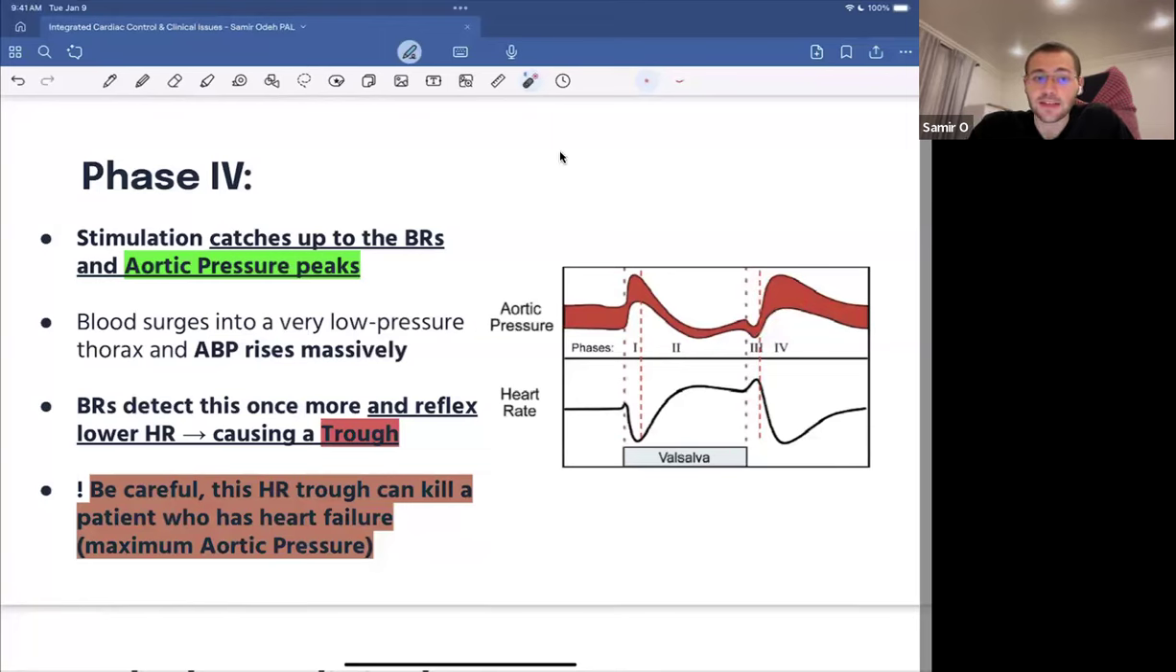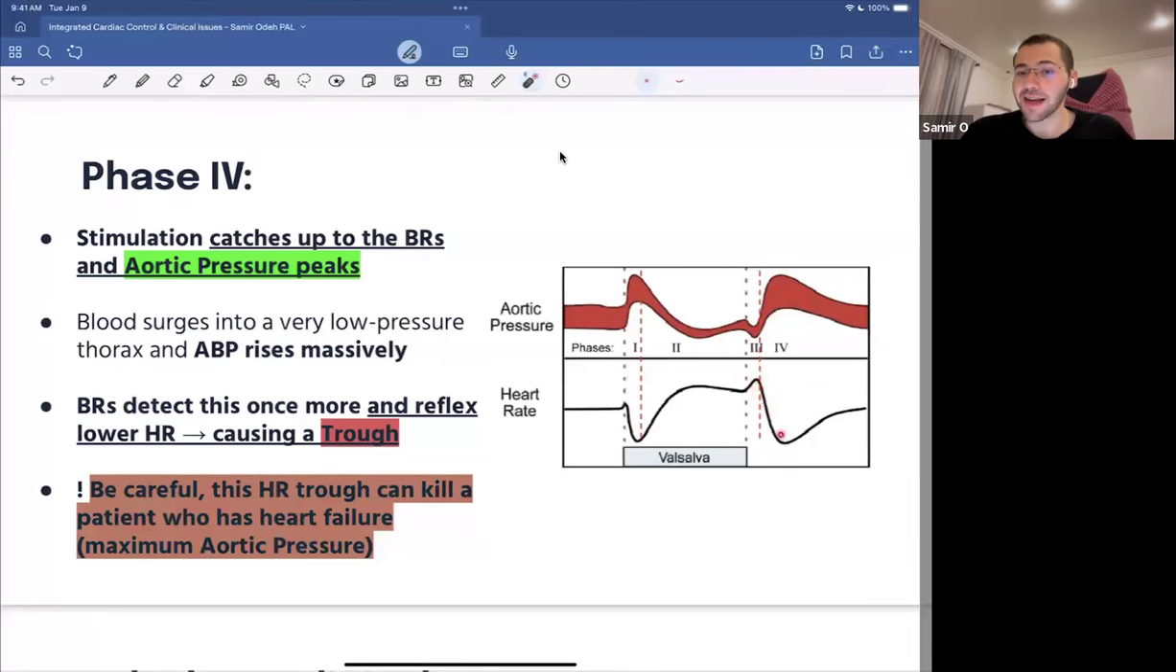Why is the heart rate decreasing in phase 4? Yes, we are reaching that. Essentially, because our aorta is so massively full of blood and the heart rate's extremely high, because all that blood that was pent up has just started flowing now, the baroreceptors detect this and they reflexively, massively decrease the heart rate.